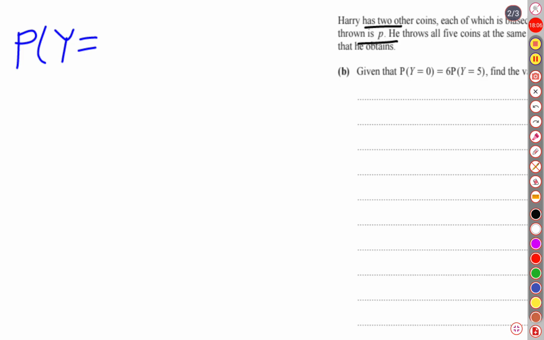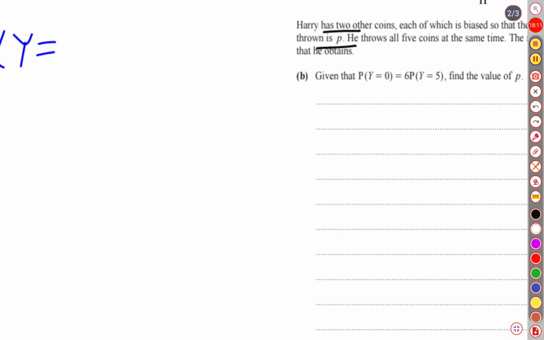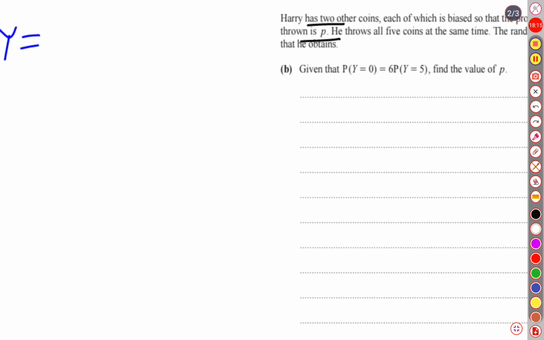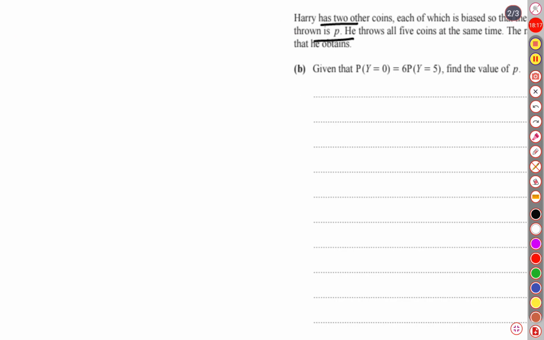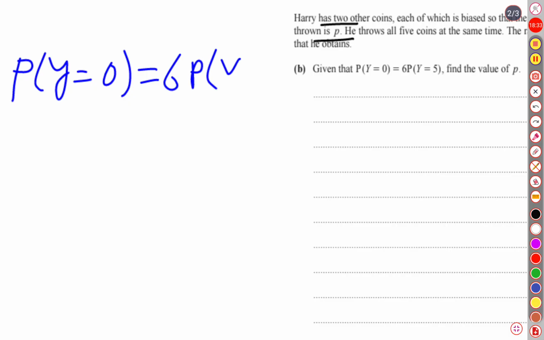Now let me start from the given equation. What is the equation given? This is our equation. So let us write from this equation: probability of y equal to 0 is equal to 6 into probability of y equal to 5. What does y equal to 5 mean? All five coins show head, and y equal to 0 means there is no head.